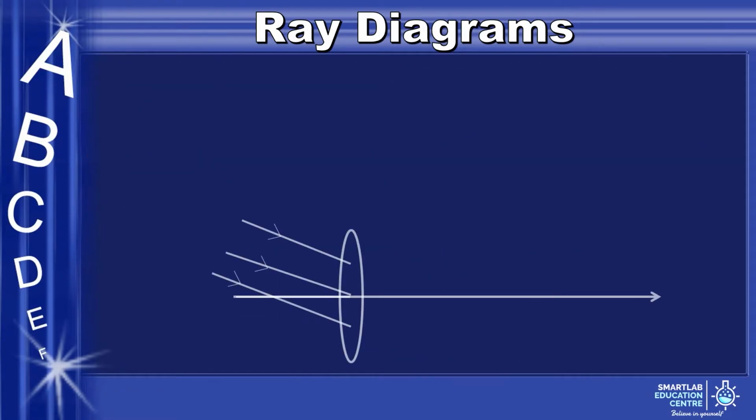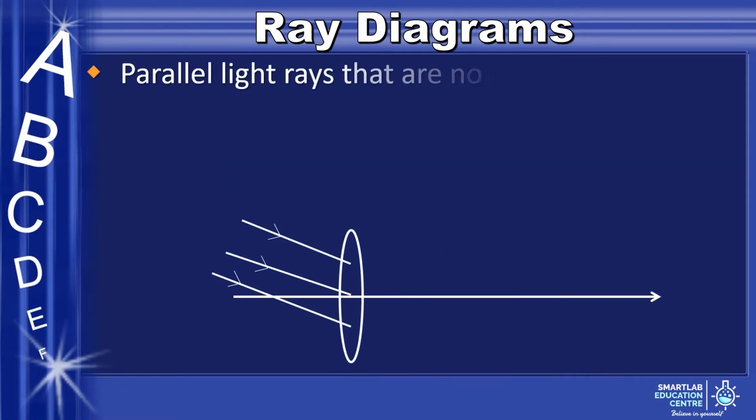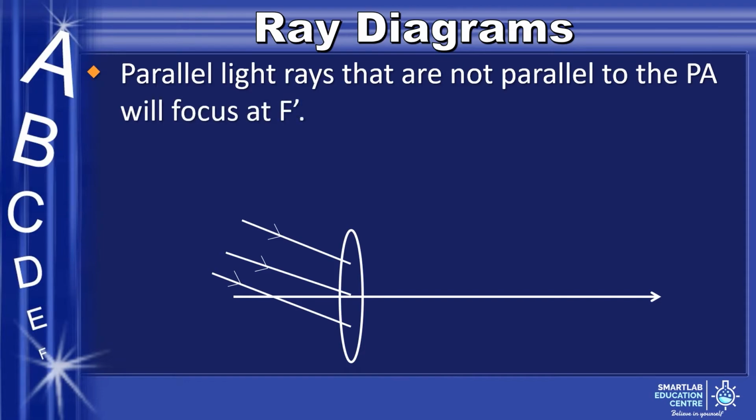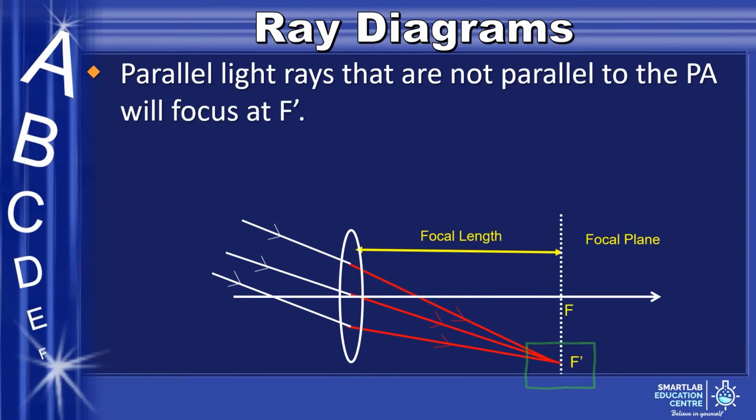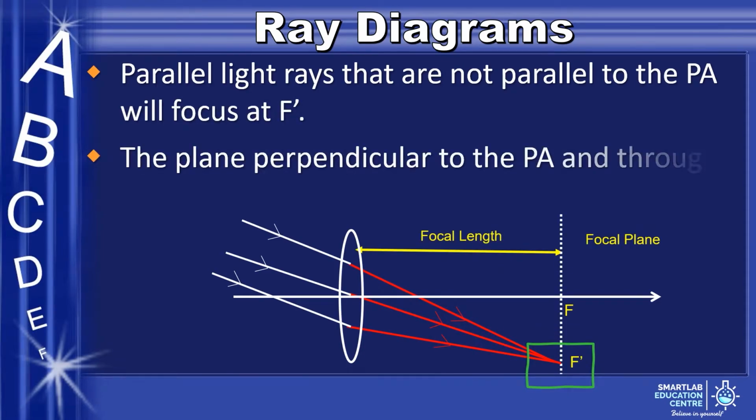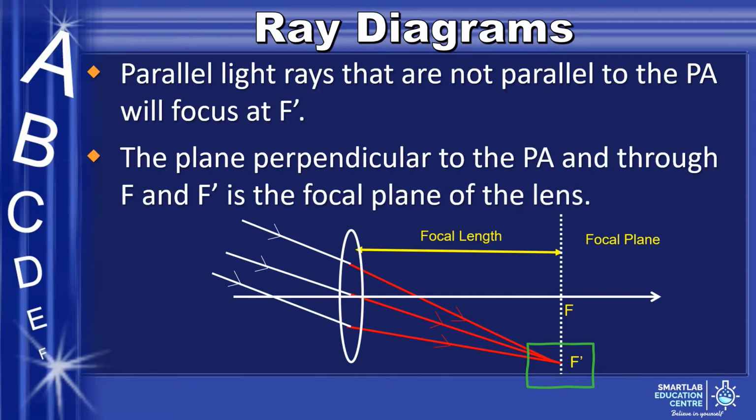Next, parallel light rays not parallel to the principal axis will focus at F' and not F. The focal plane consists of both point F, the point on the principal axis which is a focal length away from the optical center, and the point F', the point where all the light rays will converge to.